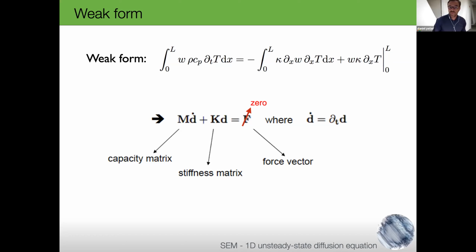If we don't have a force term, then F actually would be 0. So it just becomes a homogeneous equation that we would solve. And then we basically solve for D, which is the vector with the unknowns.